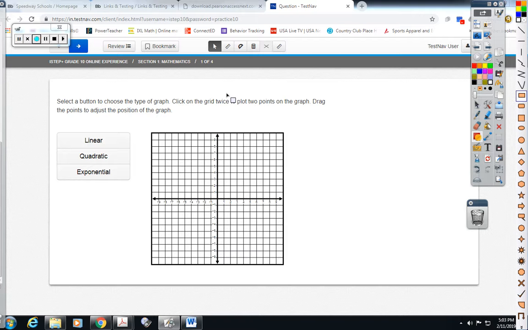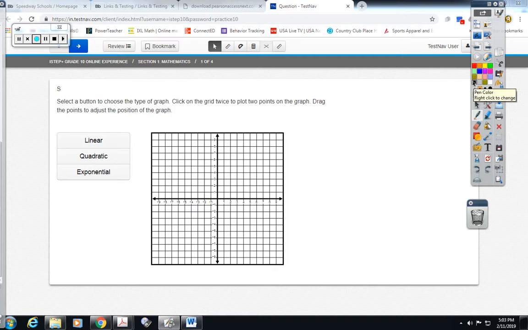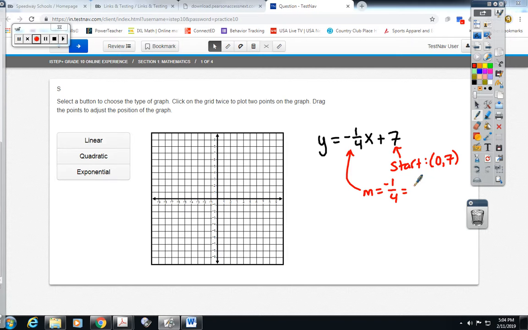Okay? We are being asked to graph the function y equals negative 1/4 x plus 7. Now this is a linear equation. We are going to start at the y-intercept of 0, 7, and then from there we are going to use a slope of negative 1/4 to tell us that we're supposed to go down 1 unit and right 4 units.